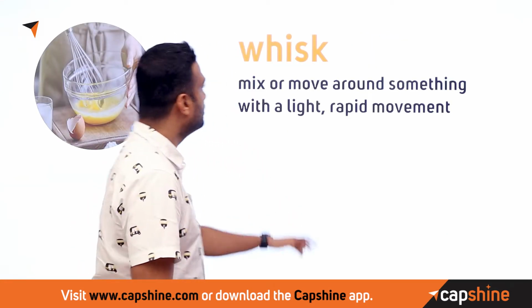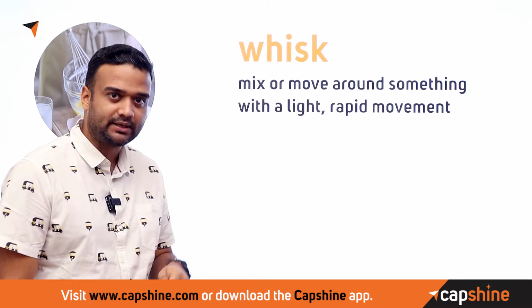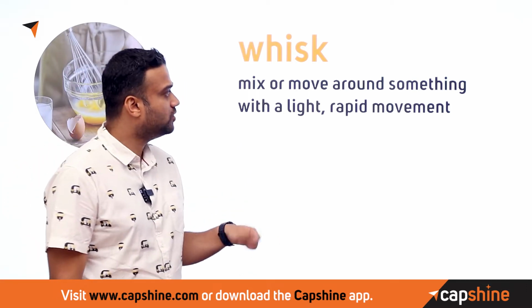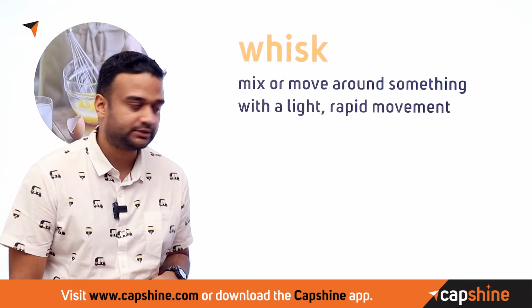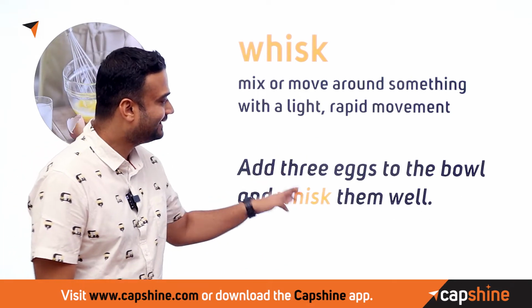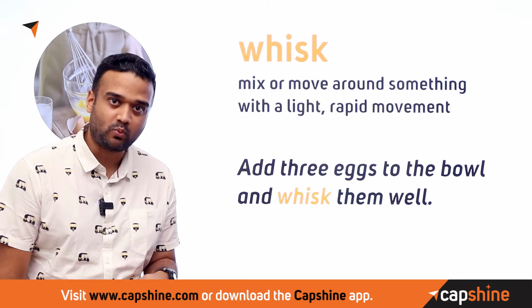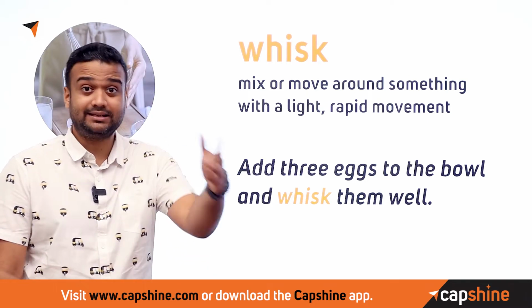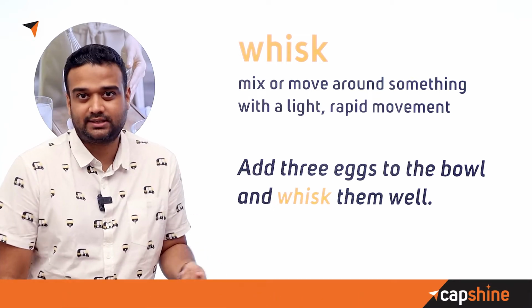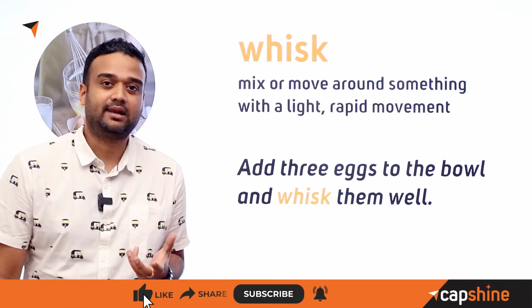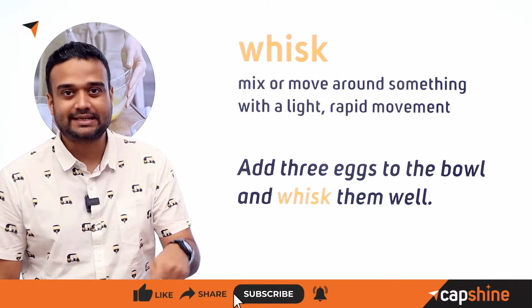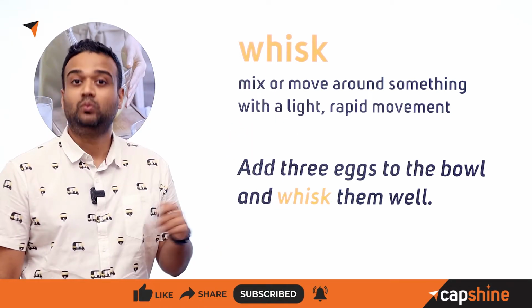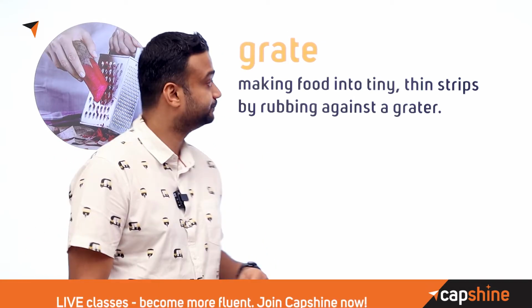Let's continue. To whisk. When you whisk something, for example, you whisk the egg, you essentially mix or move around something with a light, rapid move. Add 3 eggs to the bowl and whisk them well, right? So you can whisk, let's say you're making lassi, you could essentially whisk the curd or the milk to create lassi. Similarly, to whisk is to move around or mix things around lightly with a rapid movement.